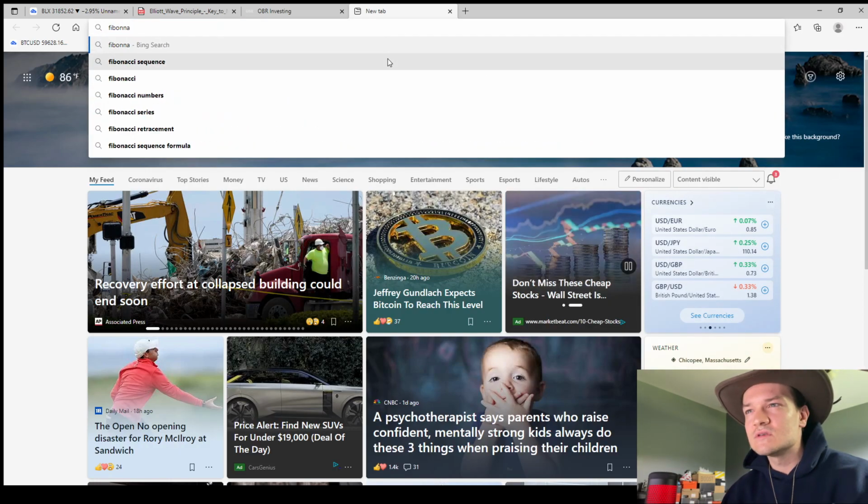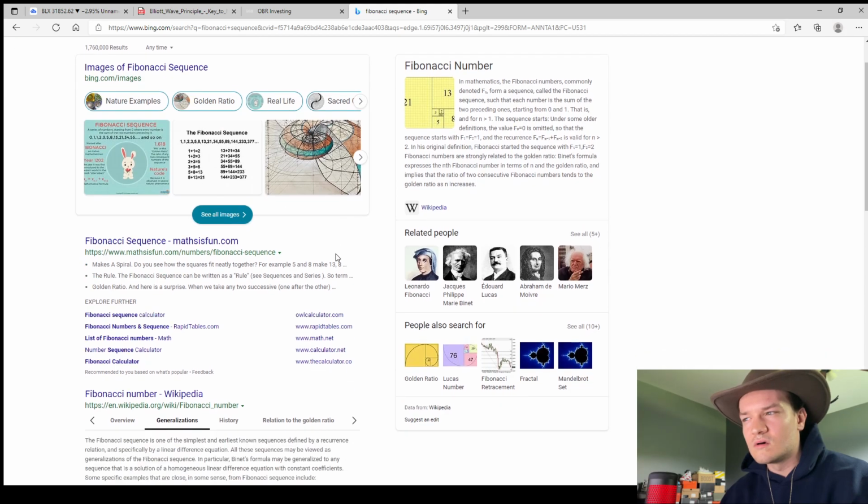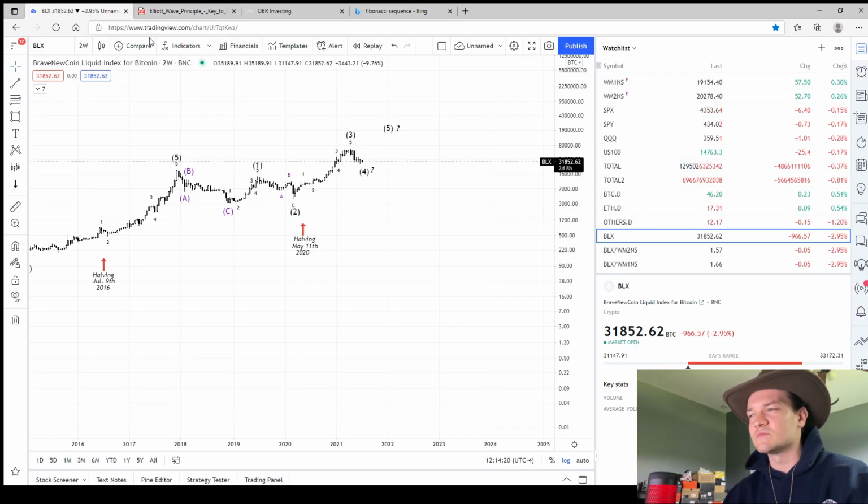Fibonacci sequence. Let's see here. I just don't want to mess it up. Leonardo Fibonacci. I was right. I second guessed myself too much.